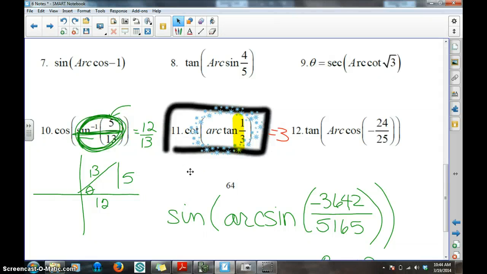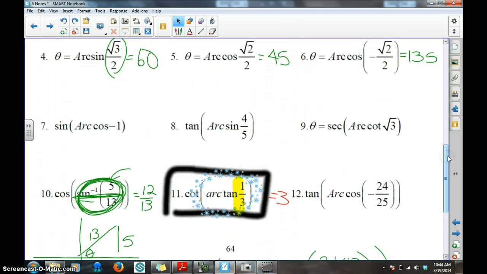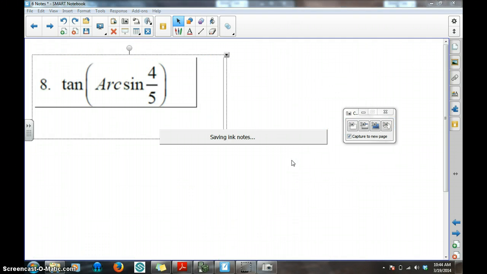Page 64 in your notes, working on practicing compositions of trig functions without a calculator. So I'm going to do number 8. And with number 8, the very first thing I want to think about is the function arcsine.